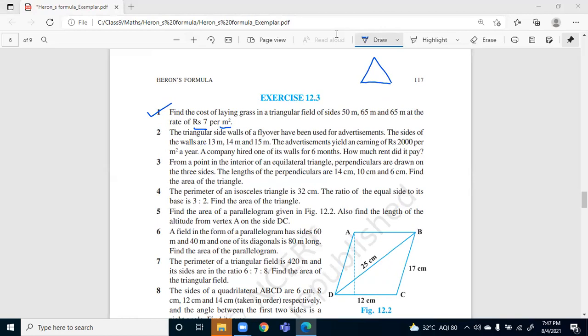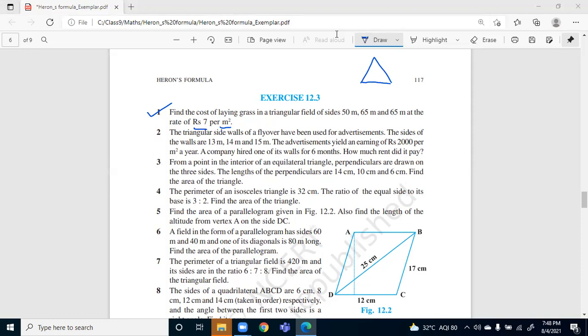Ma'am, we have to find the area of the field. Area of the field that we will be finding. So how will we find it, Nihal? Ma'am, using Heron's formula. Correct. So we will find the area of the triangular field with the help of Heron's formula. After that, ma'am, we have to multiply the area with the cost of laying grass per meter square.